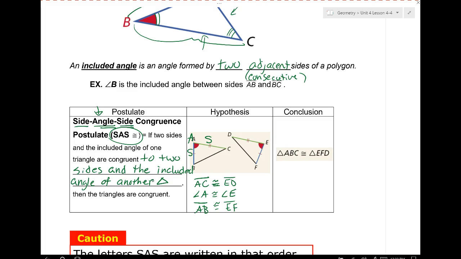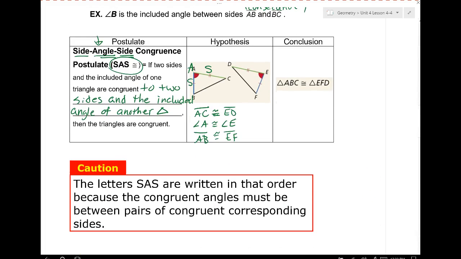All right, so here's the thing I want you to, this is just reviewing it. It says, caution with this, the letters side, angle, side are written in that order because the congruent angles must be between the pairs of the congruent corresponding sides. Make sense? All right, so guys, what are the 2 ways we know how to prove triangles congruent? The first way was what? Side, side, side, what? Congruence. And what's the other one? Yes, you can say SAS congruence or side angle side, and everyone will respond knowing what we're talking about.